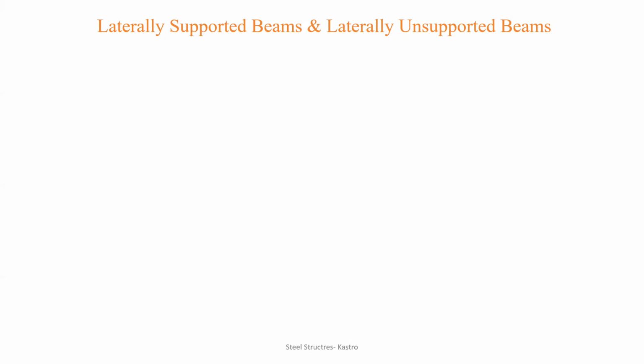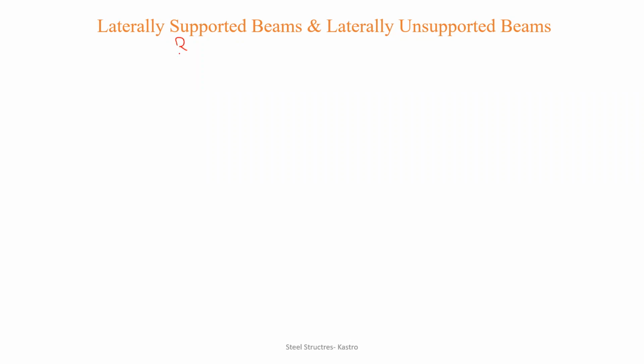So here also you will find more or less similar to the concrete beams, but in steel structures, the beams are broadly classified into two types. One is laterally supported beams, and the second one is laterally unsupported beams. Remember, laterally supported beams are also called laterally restrained beams. Please make sure that laterally supported beams are also called laterally restrained beams.